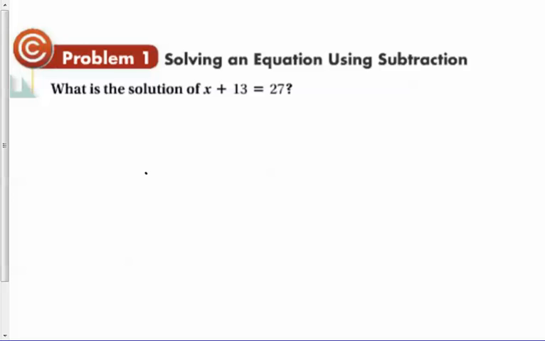So realistically, all you've got to know is inverse operations. The inverse operation of addition is subtraction. The inverse operation of subtraction is addition. Multiplication's inverse operation is division, and division's inverse operation is multiplication.